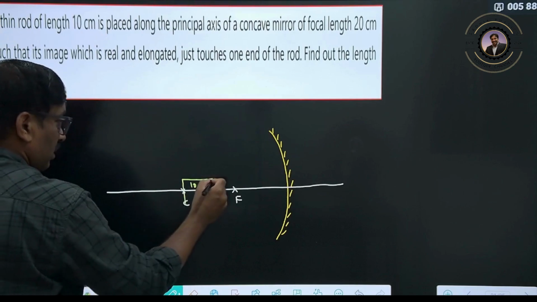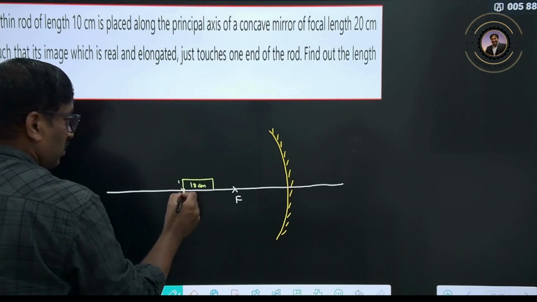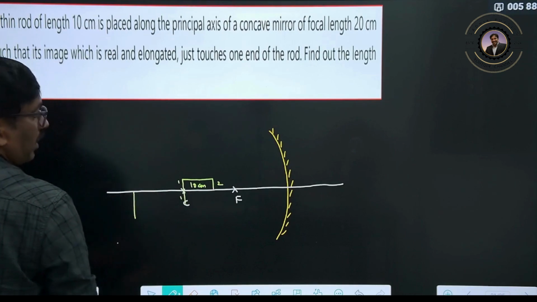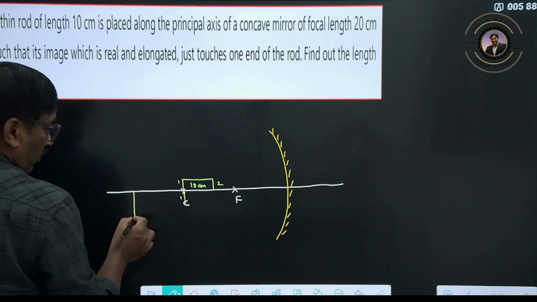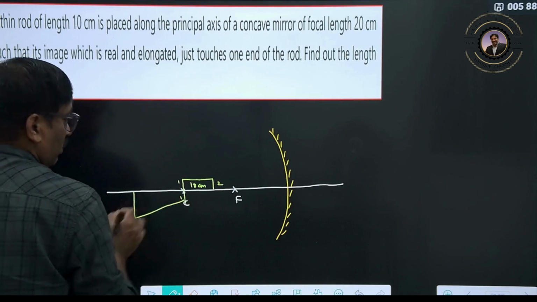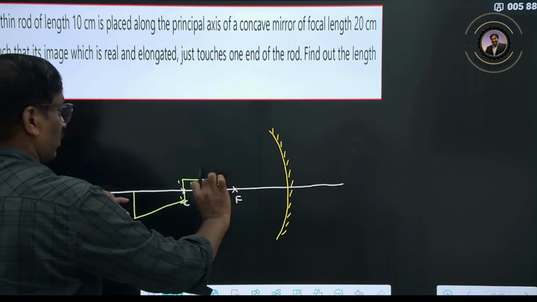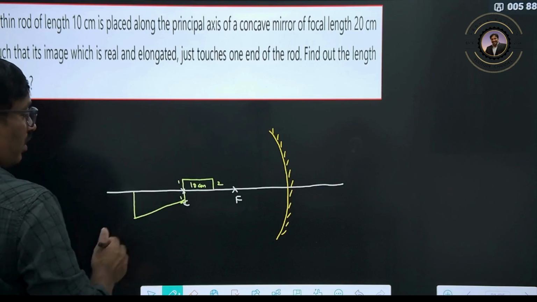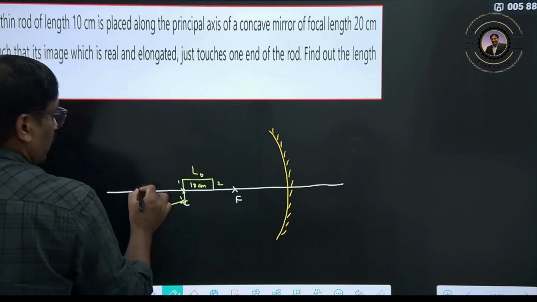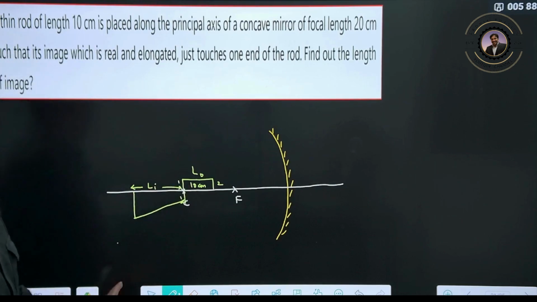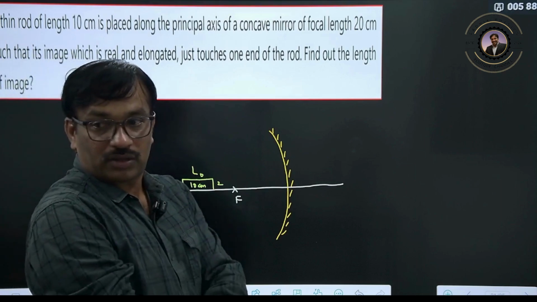Suppose for this one it is point 1 and here point 2. Therefore the image of point 2 will be like this here. So the image looks like this. Why? Because of the object position, it creates an elongated image. This is the length of the object and this will be the length of the image. We want to calculate it. You understood? Clear?